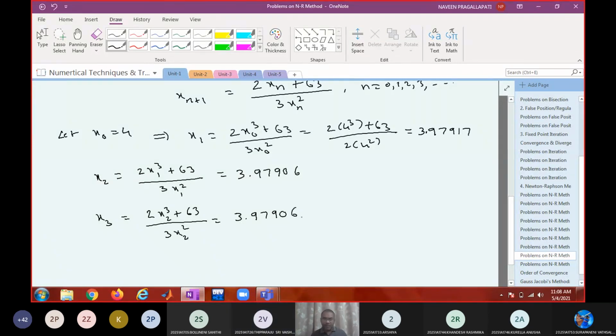Now compare this value with your calculator value. In the calculator, directly give 63 power 1 by 3. Don't give 0.33; give bracket 63 power 1, bracket 1 divided by 3. Is it not 3.97057? So when rounded to 5 decimals, you are getting the same value, right?